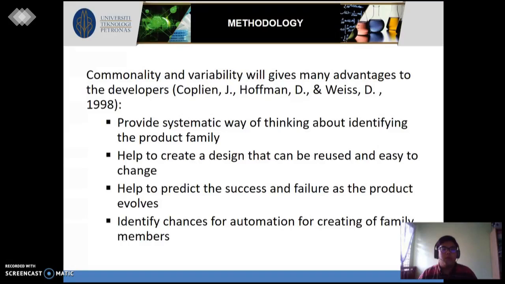The commonality and variability analysis will give many advantages to developers. First, it will provide a semantic way of thinking about identifying the product family. It helps to create a design that can be reused and easy to change, helps to predict the success and the failure as the product evolves, and lastly, helps to identify the chances for automation for creating family members.